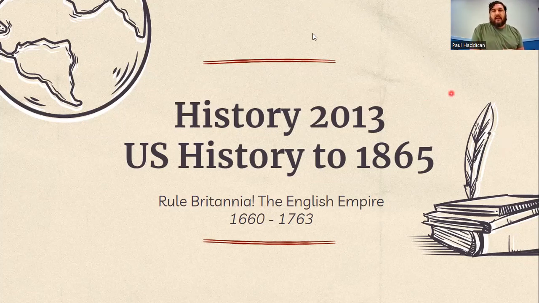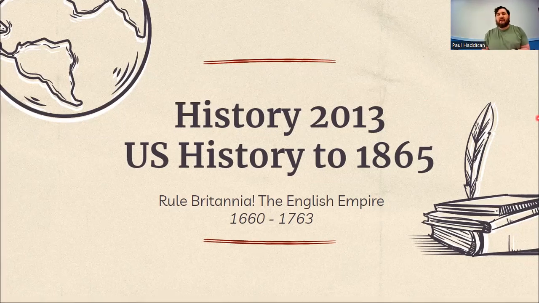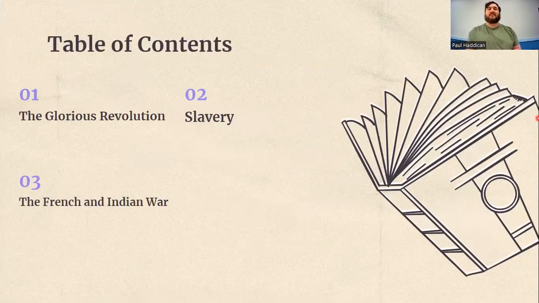So let's go ahead and look at our sections for today. We're going to have three. We're going to talk about the Glorious Revolution, we're going to talk about slavery, and we're going to talk about the French and Indian War. I'm not going to go into a whole lot of detail about the Glorious Revolution because that's going to be covered a lot in the textbook reading for this week. I will be talking a little bit about the French and Indian War. And so, just to give you a heads up, it's going to be a little bit of talk of war and revolution here today.